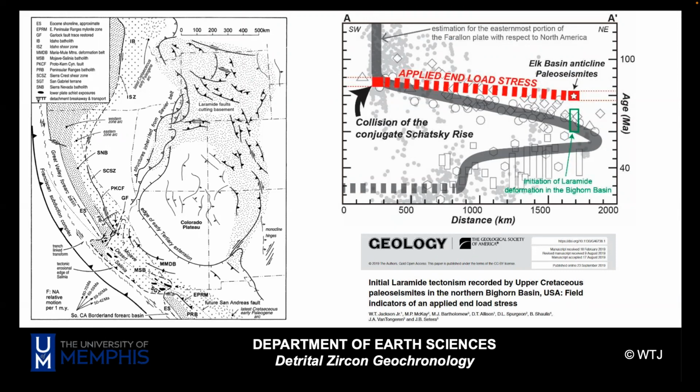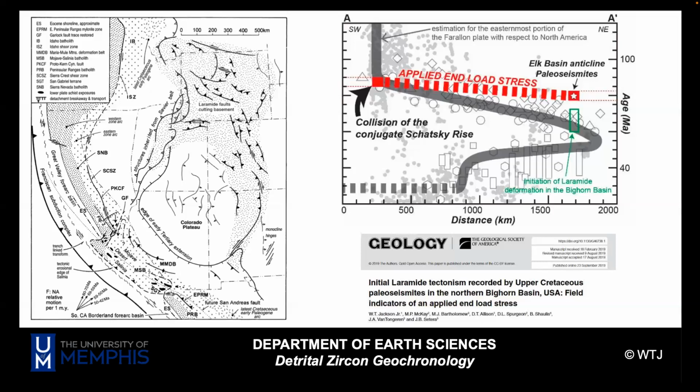So if you have the collision of the Shatsky Rise and the flattening of the Farallon plate, it creates this in-load stress that, according to Axen's model, gets distributed throughout North America within 10 Ma. We envision this applied stress load shooting out, affecting or dictating the development of initial Laramide deformation in the region. And then you get flat-slab subduction, and then this trend kind of takes over.